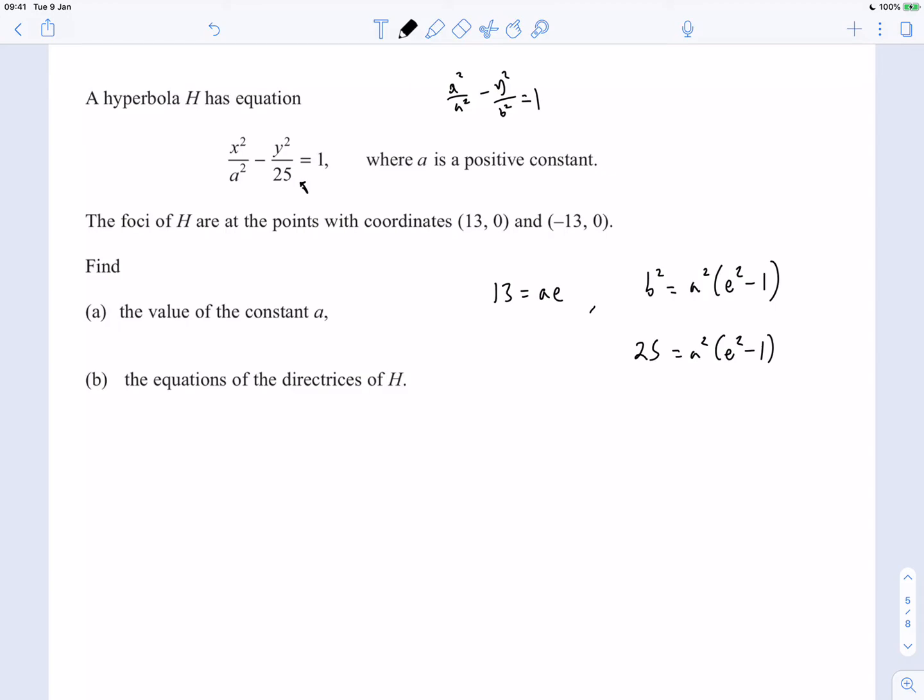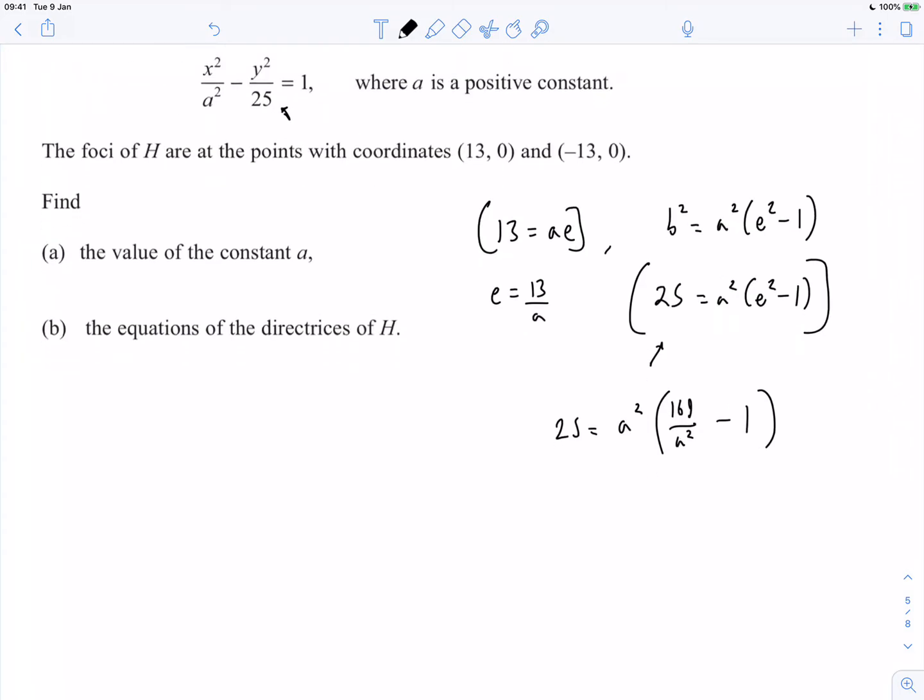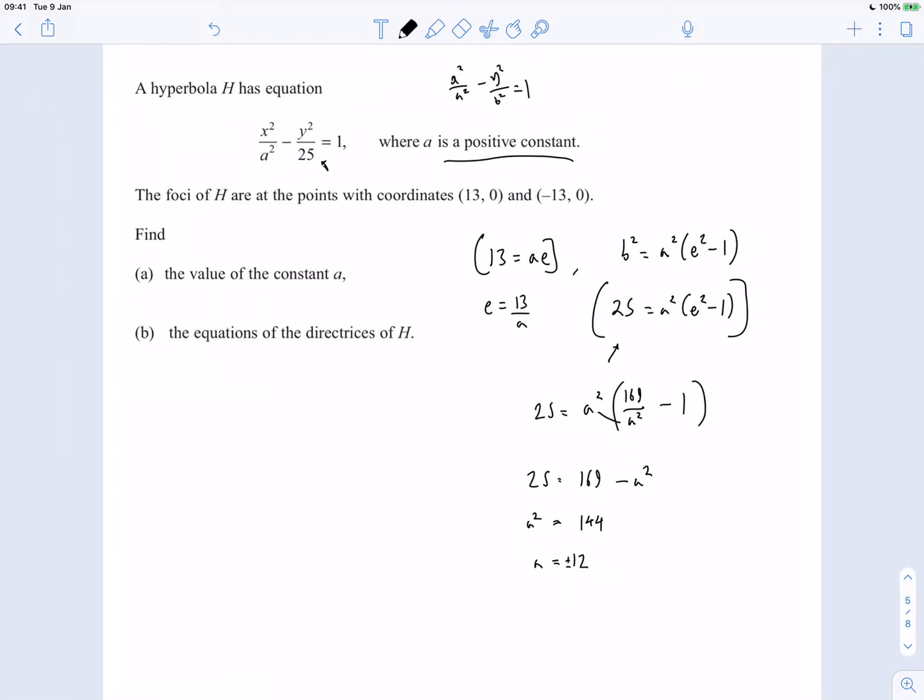Okay, well, to work out the constant a, I can just solve simultaneously these two equations. So I can make e equal to 13 over a. So this equation becomes 25 equals a squared lots of e squared, which is 169 over a squared, minus 1. If I times this all out, I'll get 25 equals 169, since this times this cancels, and this becomes minus a squared. So if I add a squared to both sides and subtract 25, I get a squared equals 144. So a appears to be plus or minus 12. But it says a is a positive constant, so therefore I can deduce that a is 12.